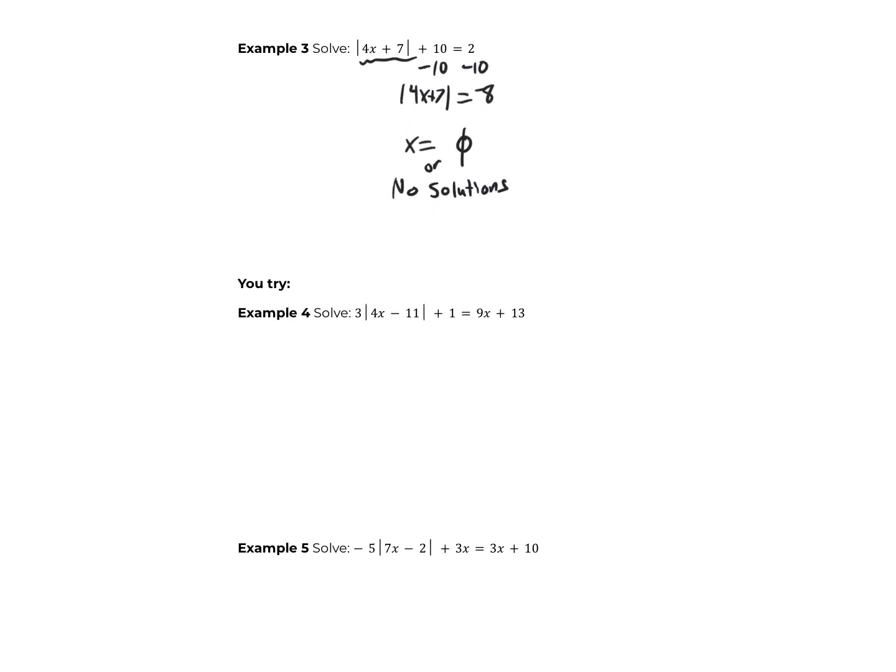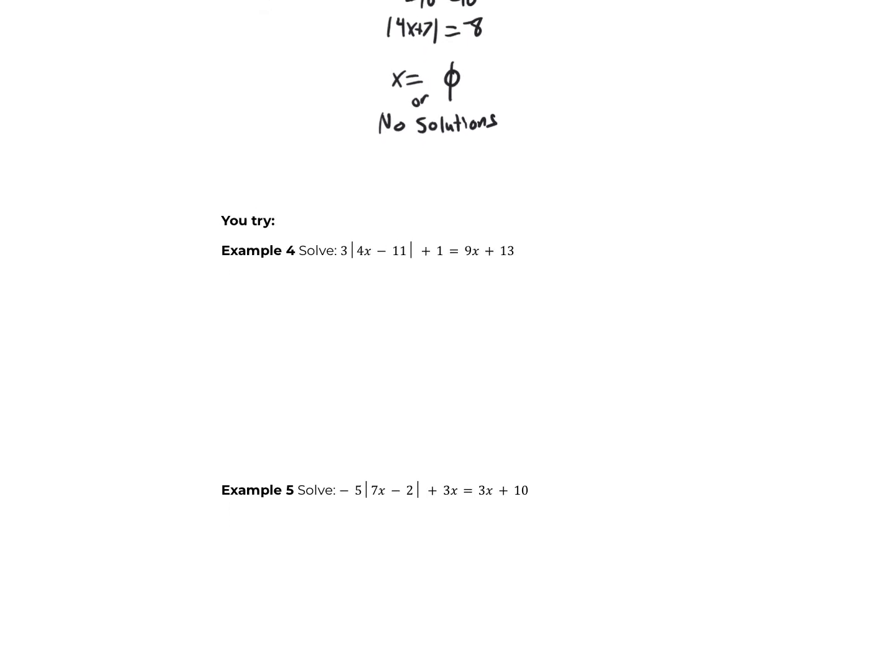All right, so a few more examples here. You'll do this one in class if you haven't already. I'm going to isolate the absolute value. So we got 3 times absolute value of 4x minus 11 equals 9x plus 12. And then we're going to divide both sides by 3 to isolate that absolute value. So we get absolute value of 4x minus 11 equals 9 divided by 3 is 3x, 12 divided by 3 is 4.